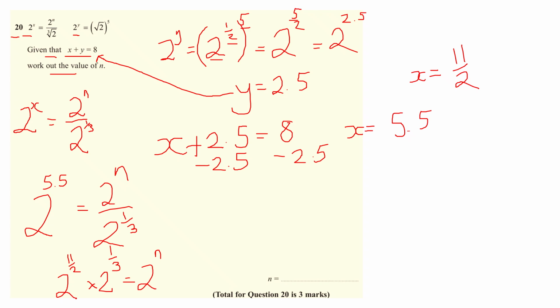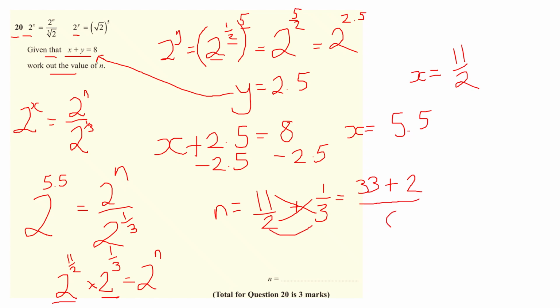Now we know when we multiply with the same base, the base number is 2, we're going to add the powers, the indices, the exponents. So n is equal to 11 over 2 plus 1/3. Adding fractions is quite an important topic. We want to have the common denominator whenever we're adding or subtracting fractions. So I'm going to cross multiply: 11 times 3 is 33, plus 2 times 1 is 2, over the product of our denominators, 2 times 3, which is 6.